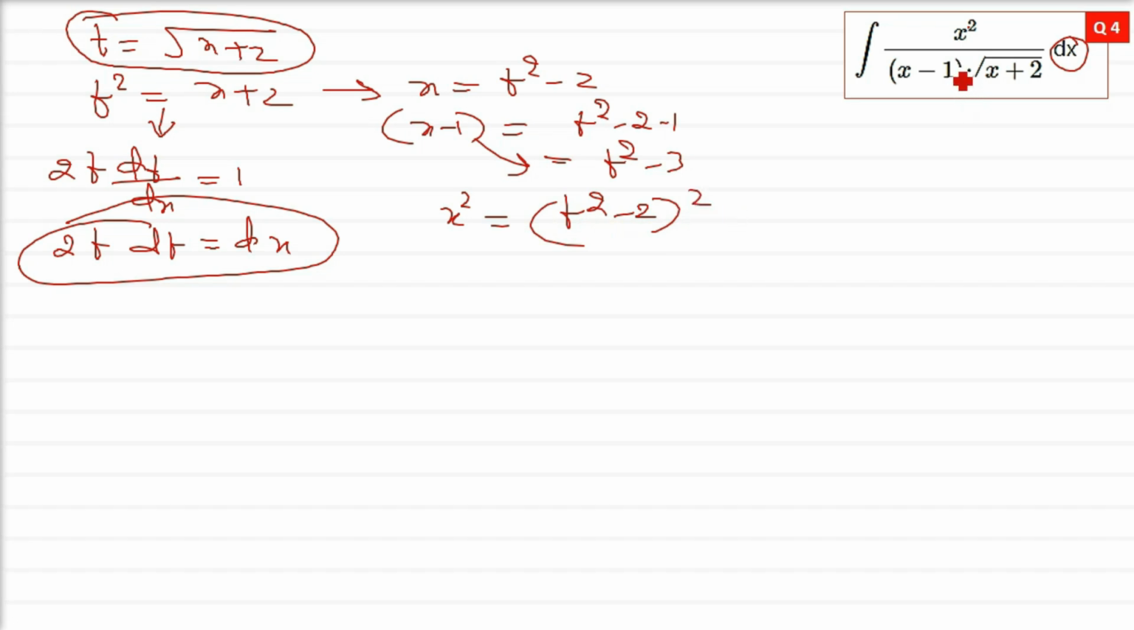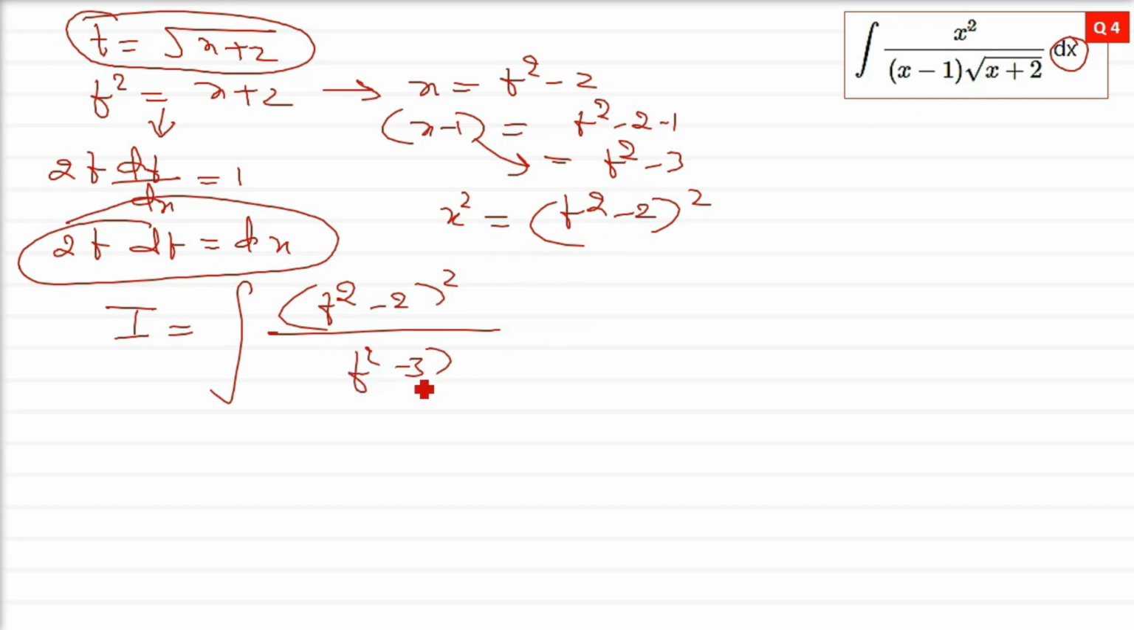So we have to now replace everything in terms of t. So the integral will become like this. x square is t square minus 2 whole square, a minus b whole square, we will apply that formula. x minus 1 will be t square minus 3. Under root x plus 2 will be t only. dx will be 2t dt. In the denominator it will be t. So this t gets cancelled out, and this 2 I have taken outside.